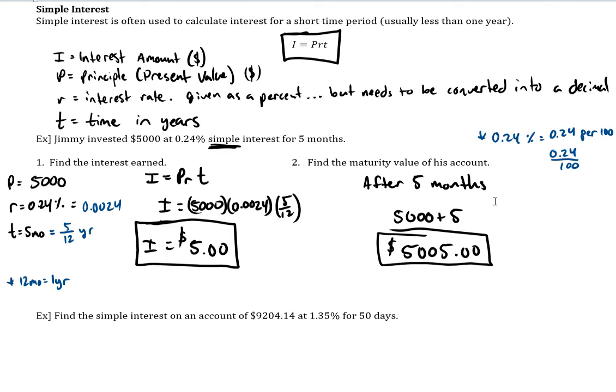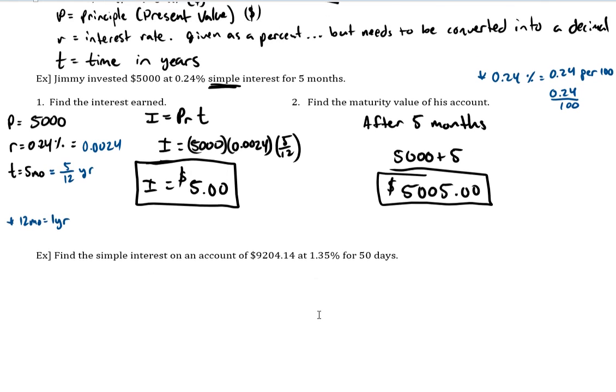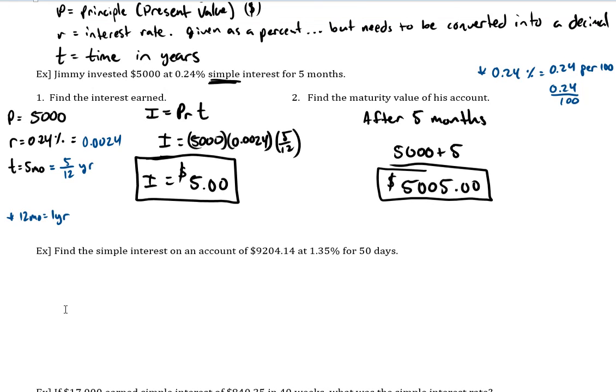And that's it. Okay. So just make sure you're answering the correct thing on some of these problems. Often we just find that interest and then we can add it to an initial amount for this final answer. Okay, so there we go. All right, so now let's do a couple other examples in this video.